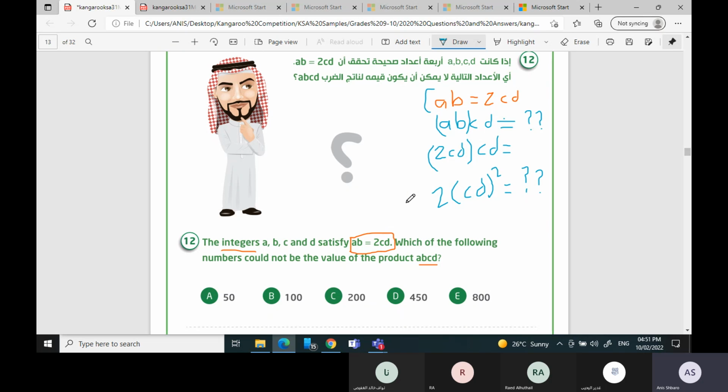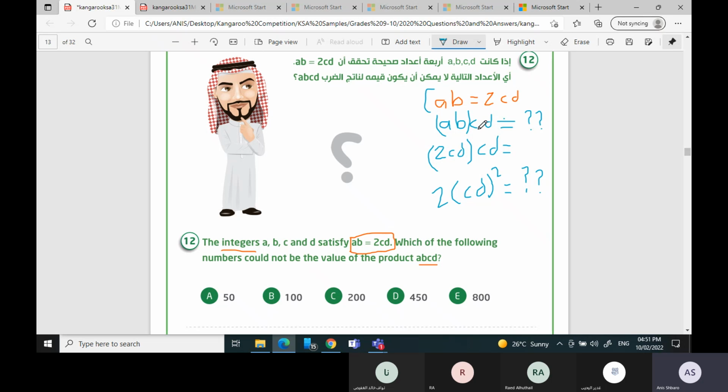Okay, first of all, I want to make a quick revision. We said that A, B, C, and D are integers. So, of course, I'm dealing with A as an integer, B as an integer, C also, and D is an integer. If C is an integer and D is an integer, if I multiply them, the product will be an integer. If I raise them power 2, the product will be an integer. If I multiply them by 2, also my product will be an integer. And of course, we have these choices. Now, let us test them one by one.